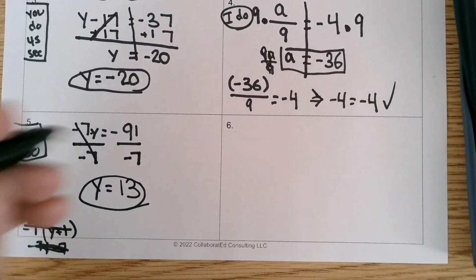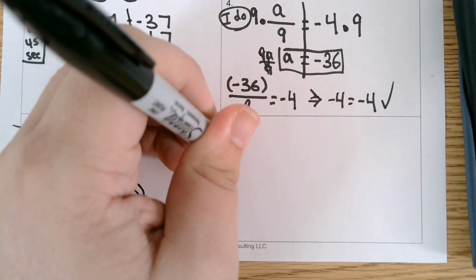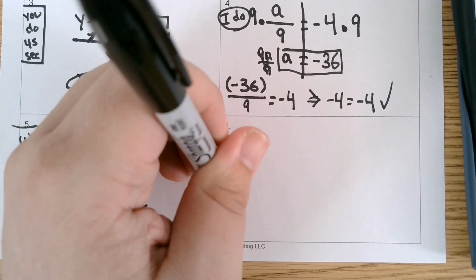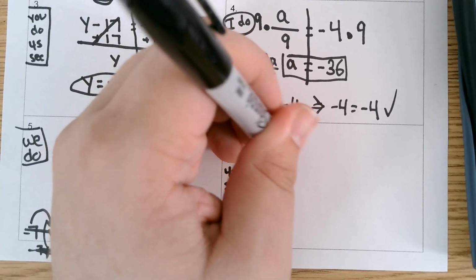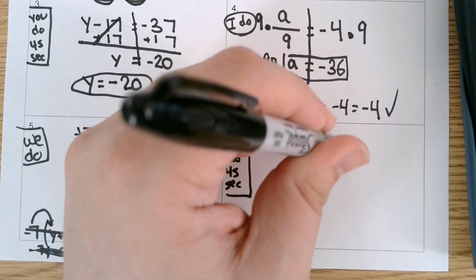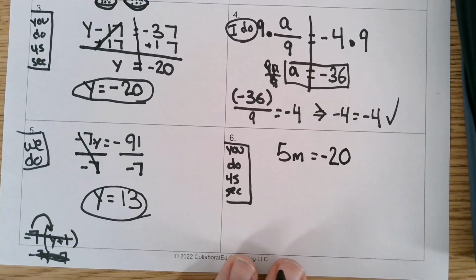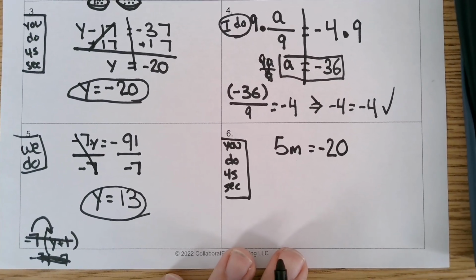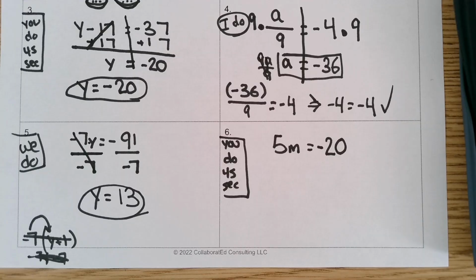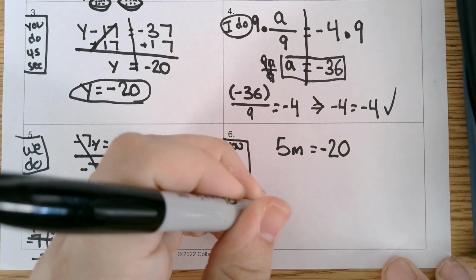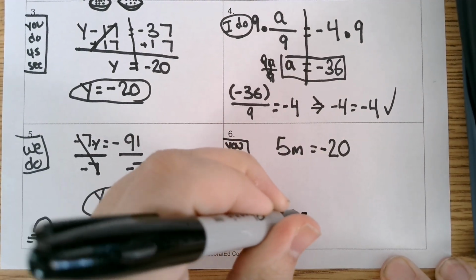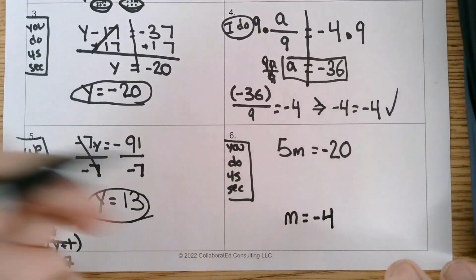So we do one more. One more with the you do. This one I gave 45 seconds. Problem was 5m equals -20. So if you want to take 45 seconds, go ahead, pause the video. All right, we're back. The answer you should have gotten is -4.